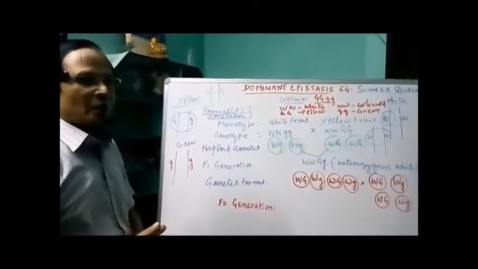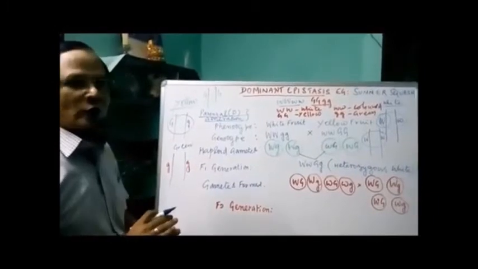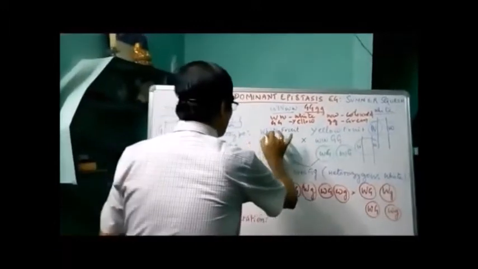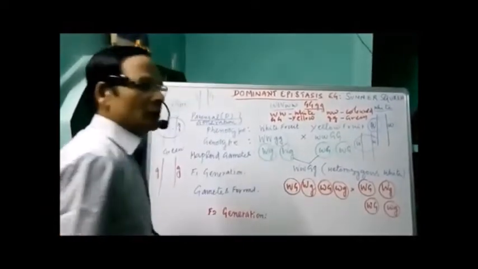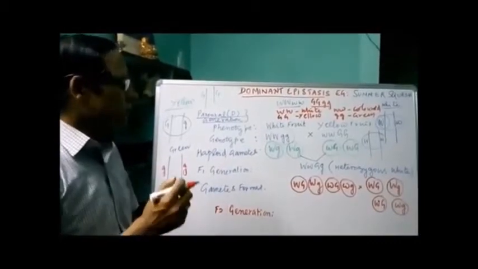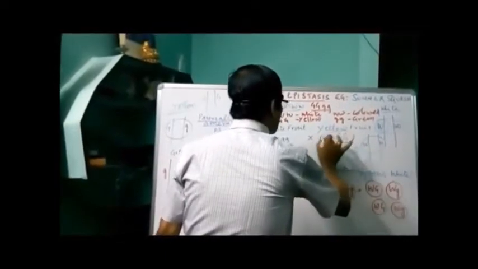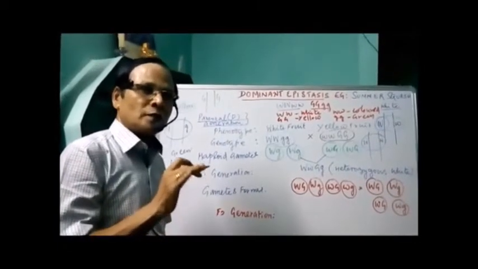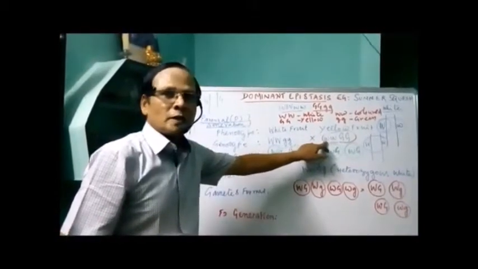Now, what is happening? A summer squash plant with white fruit was crossed with one with yellow fruit. The genotype of white fruit has two dominant alleles, WW, and two recessive alleles, gg. Whereas in the case of yellow fruit, we have two recessive alleles for white, ww, and two dominant alleles for yellow, GG. So GG, the dominant allele for yellow, can be expressed only in the absence of the dominant allele W.